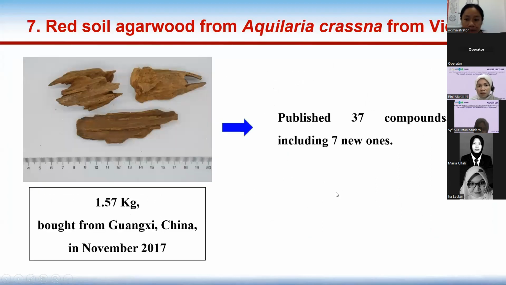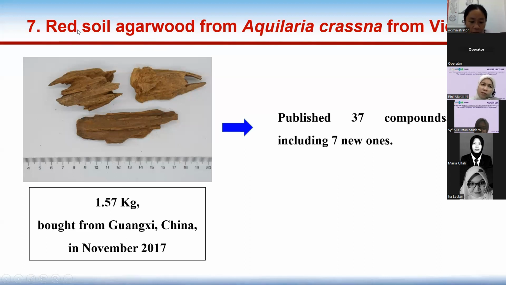And the 7th sample is also originated from Aquilaria crassna, but this is from Vietnam, also a different country. Here, the procedure of production is very special. We call it red soil agarwood, not just agarwood.